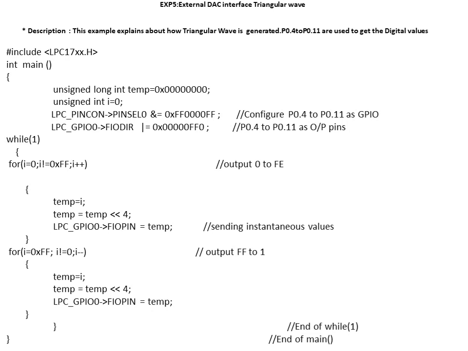LPC_PINCON->PINSEL0 equal to 0xFF0000FF. These 4 zeros fall with respect to bit number 8 to bit number 23. We are making sure that the port 0 bit 4 to port 0 bit 11 bits are made equal to 0, so that we are making them general purpose input output pins. That is, port 0 bit 4 to port 0 bit 11 pins are made GPIO pins.